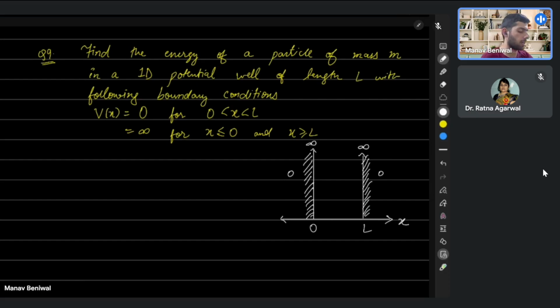This is the problem we are interested in: we are asked to find the energy of the particle. Firstly, note that the probability being 0 means that our wave function psi of x is 0 here, and similarly psi of x is 0 here. And now note that there are boundary conditions, and so there are some rules: psi of x has to be continuous everywhere.